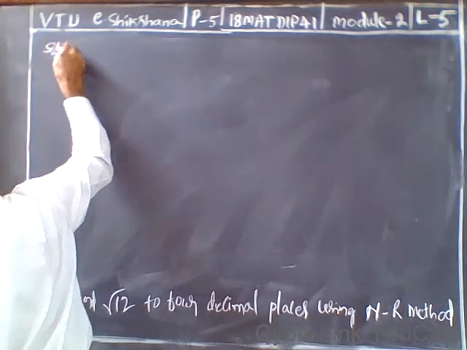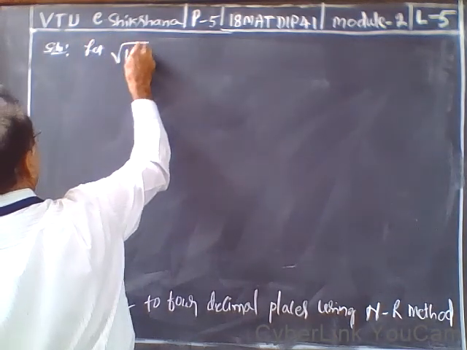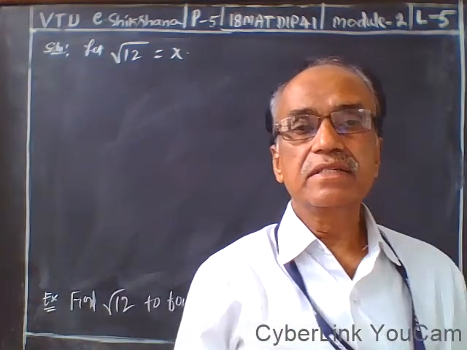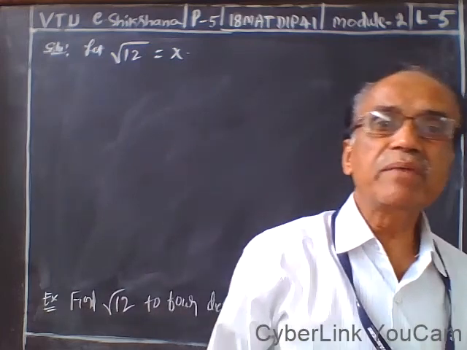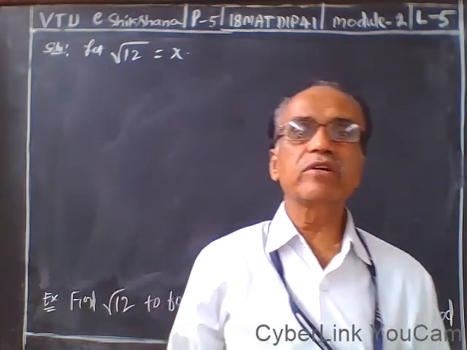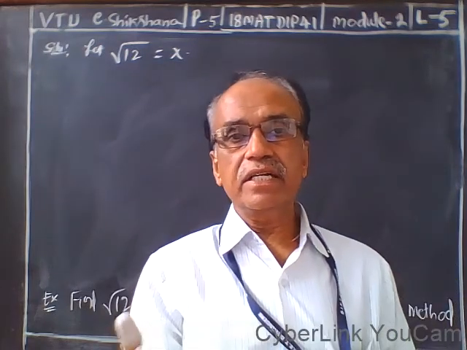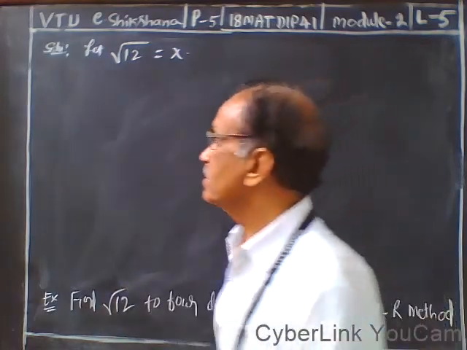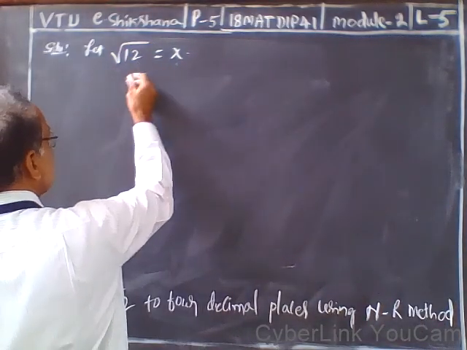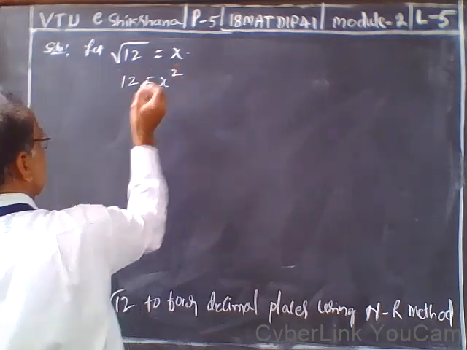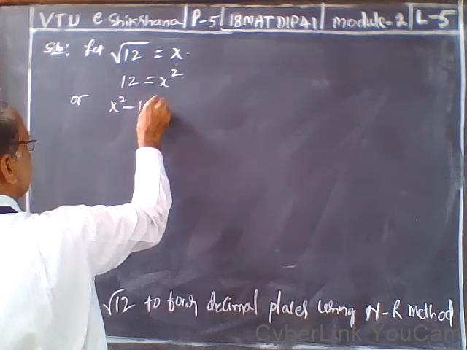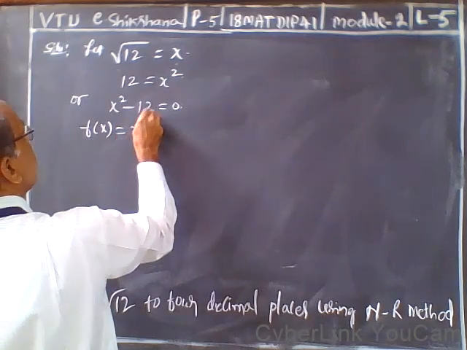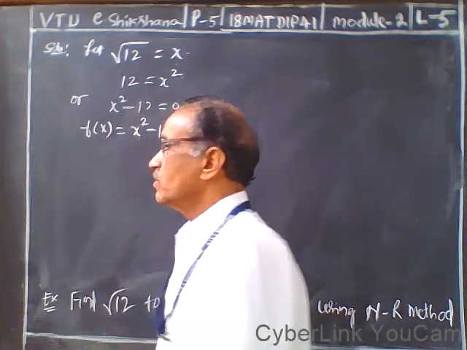In the solution, let square root of 12 be equal to x. Whenever this type of calculation is asked, first you have to represent it by means of some unknown number, because we do not know how much the square root of 12 is. If you operate the calculator directly, you get it, but you have to solve this problem through a numerical method. Square root of 12 is equal to x means 12 is equal to x square, or x square minus 12 equal to 0. Then f of x is equal to x square minus 12, which equals 0.